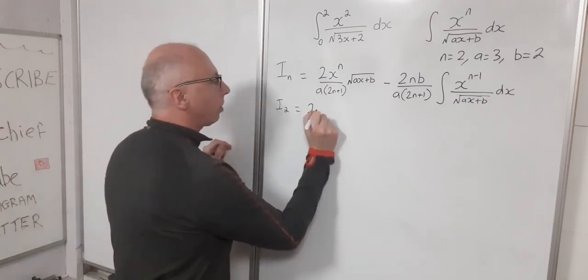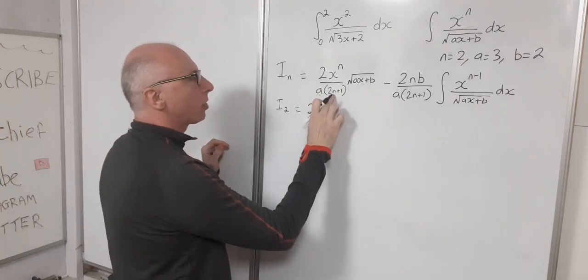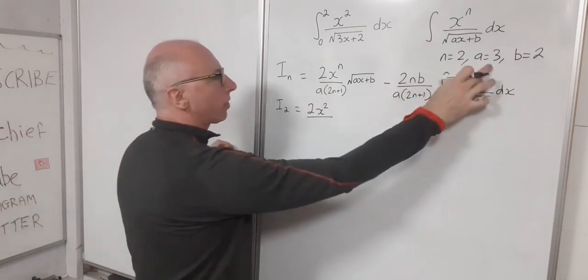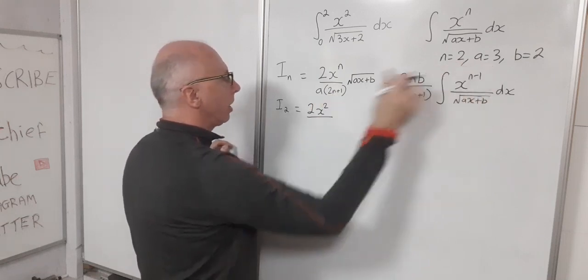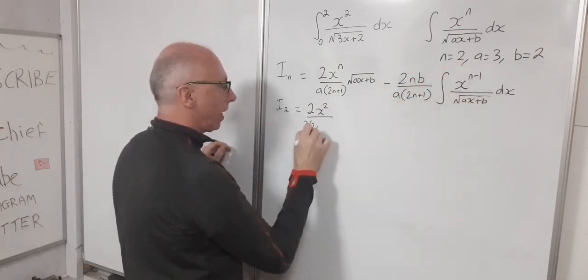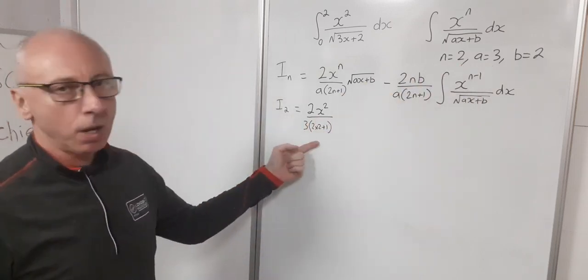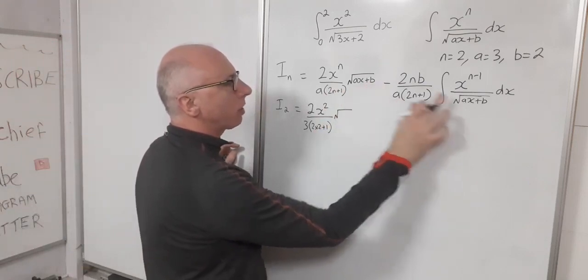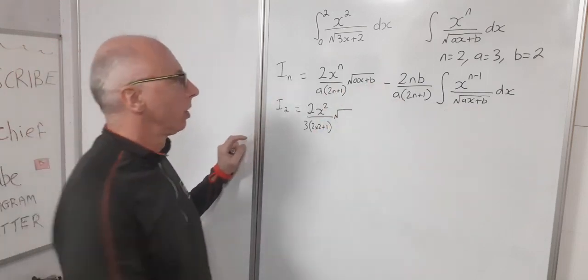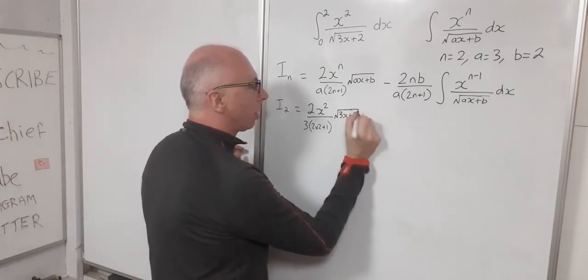So now we've got 2x to the power of 2. Then a times 2n plus 1, so that's 3 times 2 times 2 plus 1. Let's just write it out, 2 times 2 plus 1, so we can see what's going on. We can calculate those in a moment. And then the radical will stay, and as you can see here, the radical stays the same all the way through. So we don't have to worry about that for the moment.